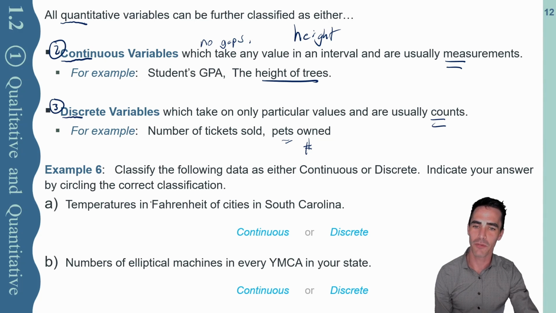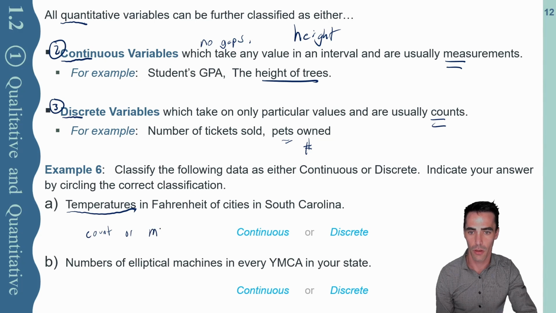Here we go. We've got temperatures in Fahrenheit of cities in South Carolina. Temperatures, again, the big question to ask yourself is, is that something that you would count or measure? For temperatures, those are things which are measured, and so that gets us right into continuous.